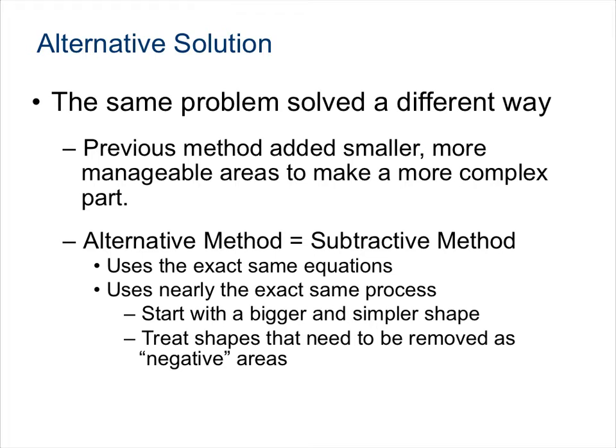Now, I did want to bring to your attention that there is an alternative way to find the centroid of a complex shape. The previous method added smaller, more manageable areas together to make a more complex part. The alternative method that we're going to talk about now is called the subtracted method, which uses the exact same equations and nearly the exact same process. The only difference is instead of starting with smaller shapes, we're going to start with a bigger shape that's much simpler, and then we're going to treat any shapes that need to be removed as negative areas.